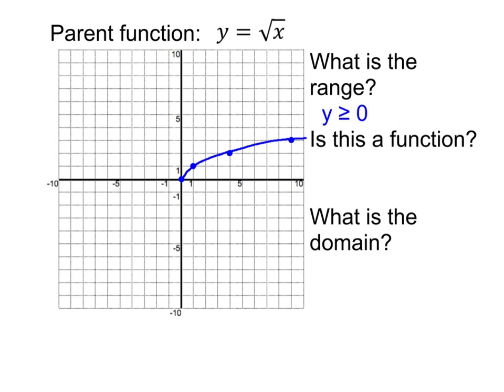Is this a function? Yes. Well, remember the vertical line test. I hit it there once. That's okay. Over here, I don't hit it at all. That's also okay. That still means it's eligible to be a function. Could a vertical line ever hit the graph in more than one place? No. Nope. So that means it's a function.